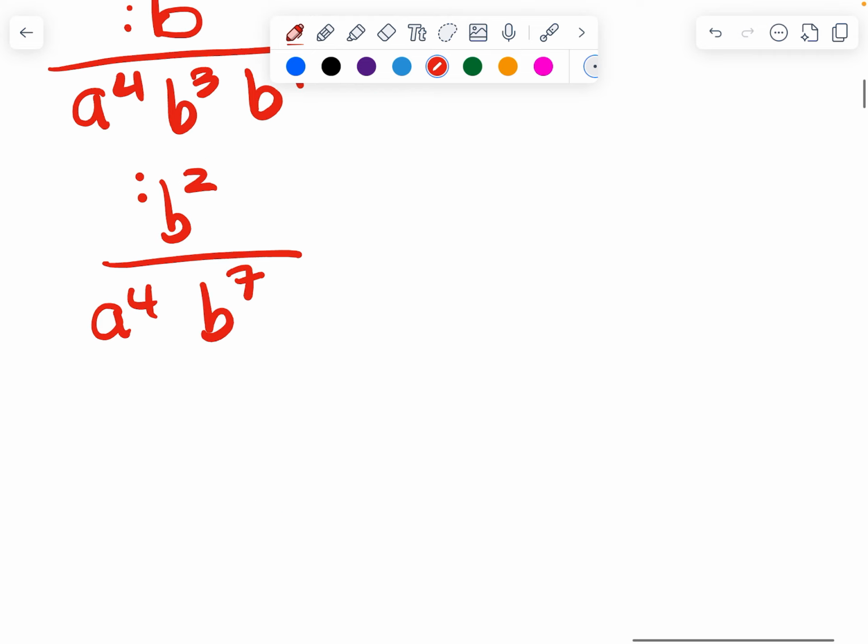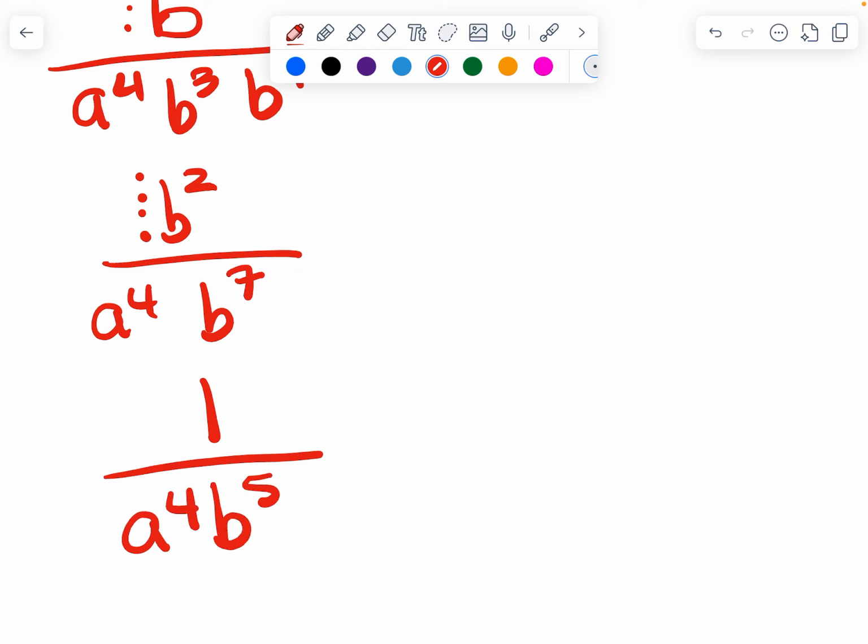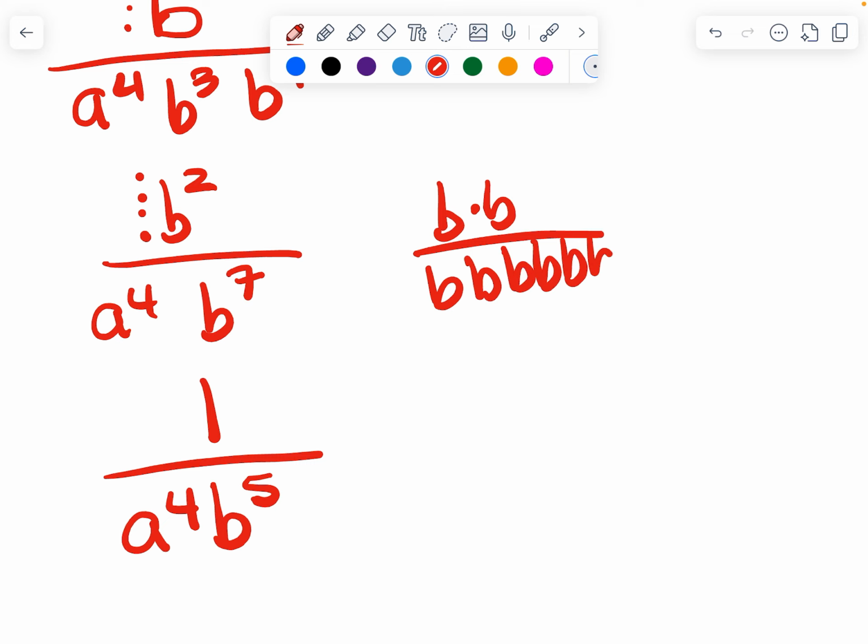Okay, there's an invisible 1. This is going to become 1 over a to the fourth, b to the fifth. Because, guys, b squared over b to the 7th: 2, 3, 4, 5, 6, 7. Cancel, cancel. There are 5 of them on the bottom.